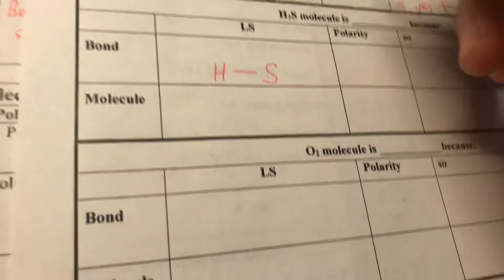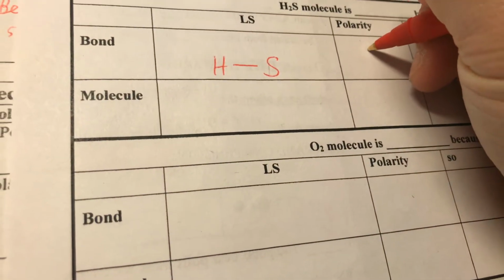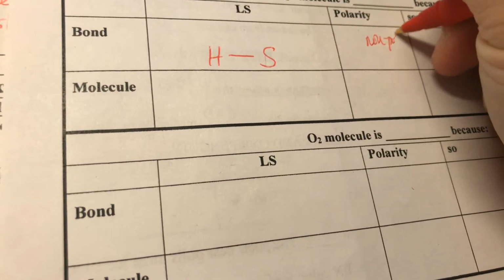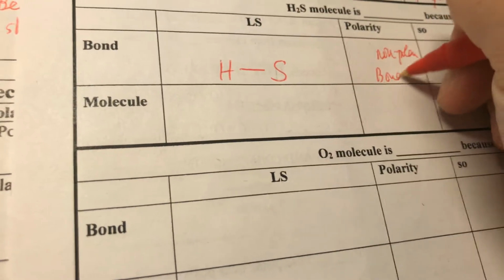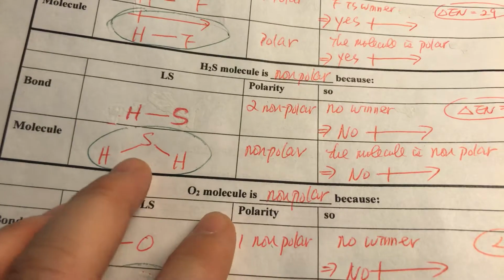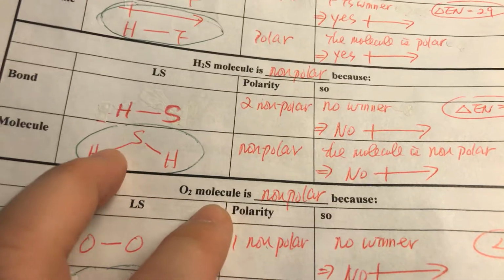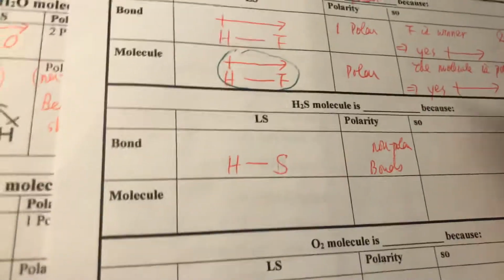So that means I have non-polar bonds. Now, how many non-polar bonds? If you look at the Lewis structure right here, this is 1 non-polar bond. This is 2 non-polar bonds. So I do have 2 non-polar bonds.